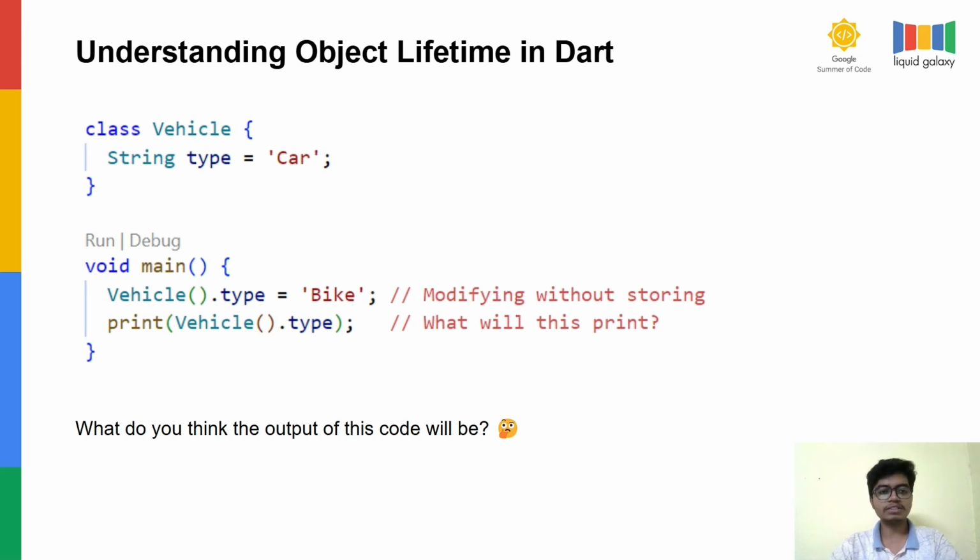Okay. So the correct answer of this code will be car, because in the first line of the main function, I am creating an instance of the class, but I am not storing it in any variable. So when I come to the next line, the instance that I created in the first line is destroyed from memory. And in the next line, when I'm creating a new instance of the class, it's a completely new instance and not dependent on the previous instance, because the previous instance is already deleted from memory. So in the second line, I'm creating a new instance of the class, but its value will be car only, because it's a new instance, it's not updated. So the correct output will be car.